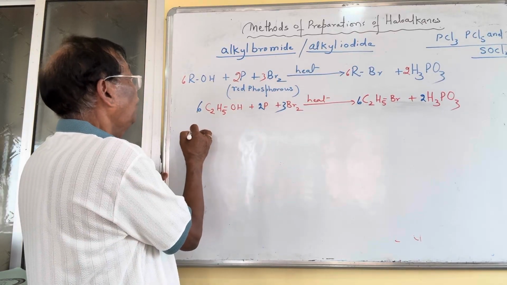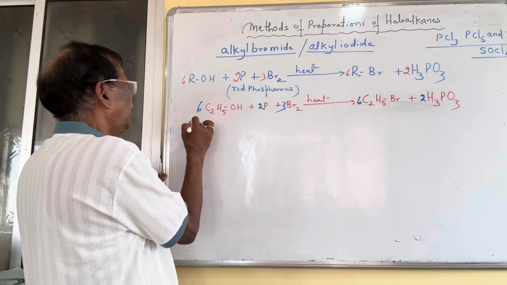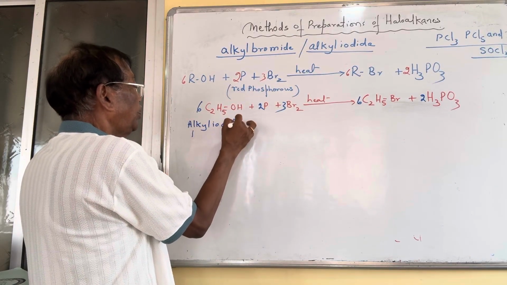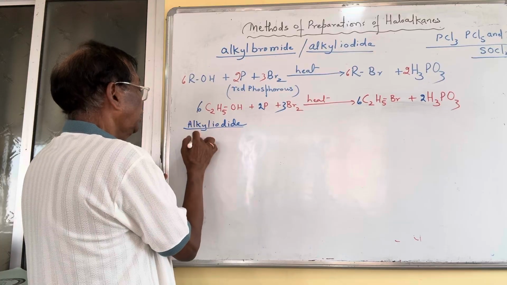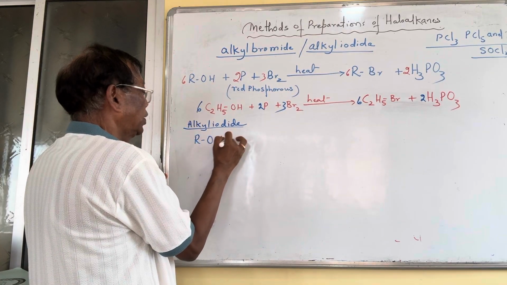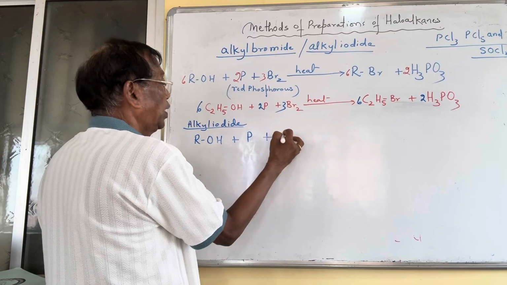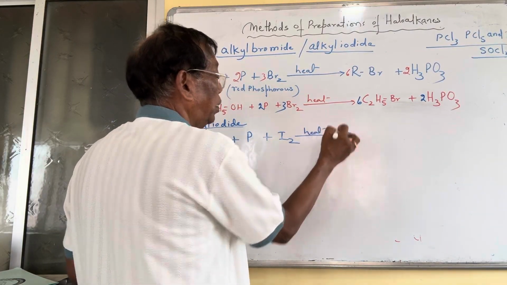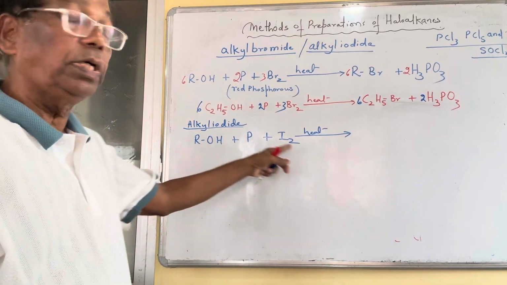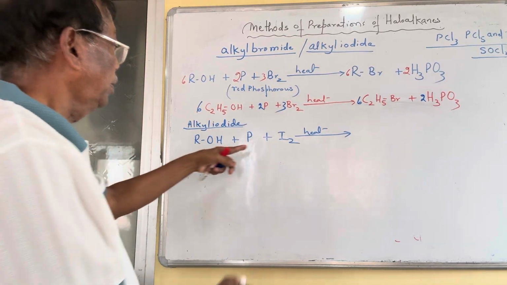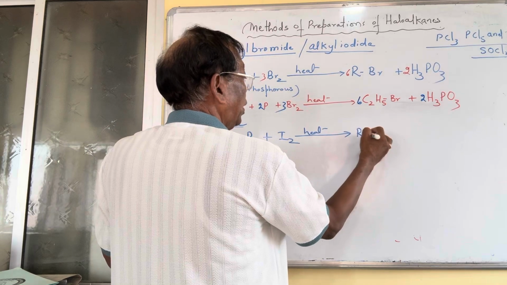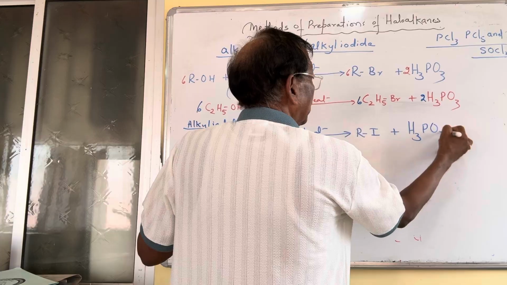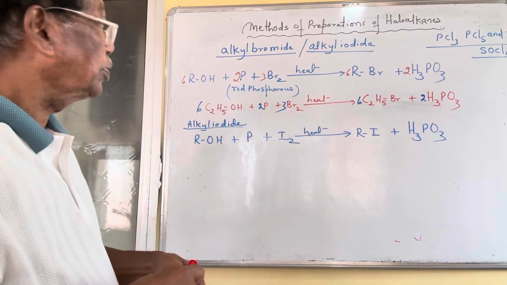So same way, if I want to prepare alkyl iodide, already I have written that in general, but I am just writing alkyl iodide. So what is done? ROH plus red phosphorus plus iodine, and you heat. Okay, heat. Red phosphorus, alcohol, and iodine. Now what will we get here? RI plus H3PO3. Okay. Now balance the equation the same way.